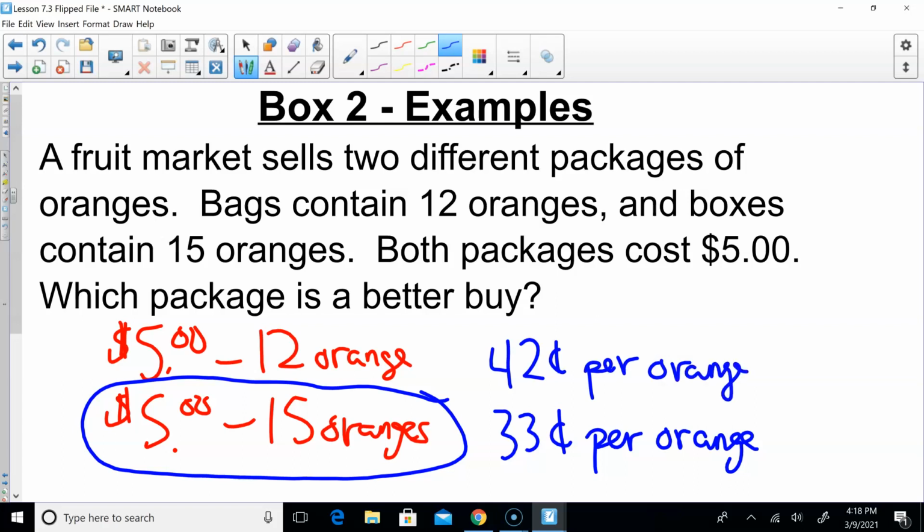So obviously, if I get more oranges for the same amount of price, I would choose the package with more oranges, as long as I'm going to eat them before they go bad. That's always another good issue to keep in mind. But the better buy would be 15 oranges, the box of oranges.